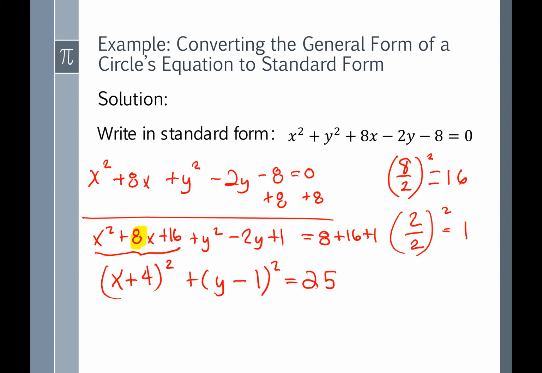All right, so then what is the center of the circle? What am I subtracting from x? I'm subtracting negative 4 because it's plus 4. So since we're subtracting negative 4, the center is at negative 4. We're subtracting 1 from the y, so the center is at 1. And the radius is the square root of 25. Square root of 25 is 5. So the center of this circle is at negative 4, 1, and its radius is 5. And that is the end of section 2.8.